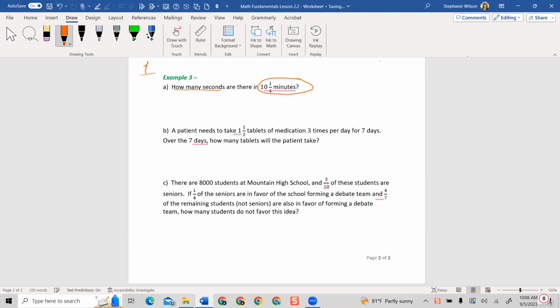We know that for every 1 minute, it is 60 seconds. I'm going to show you the simplest, straightforward way of solving this. However, there is another way to do it, but let's just stick with the simple and straightforward.